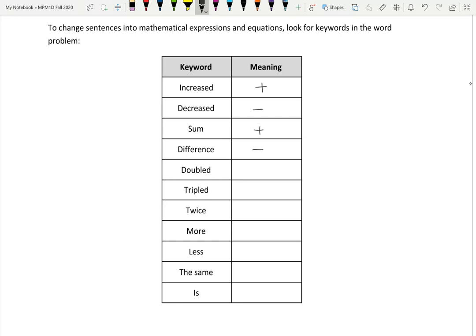Difference means subtraction. Doubled means you're going to multiply a value by 2. Tripled means multiply by 3. Twice means multiply by 2. More means addition. Less means subtraction. The same means equal to. Is in math means equal to.